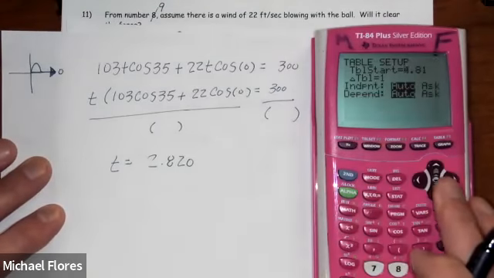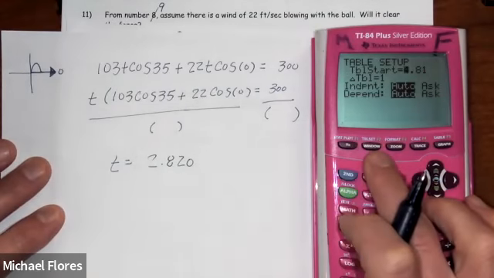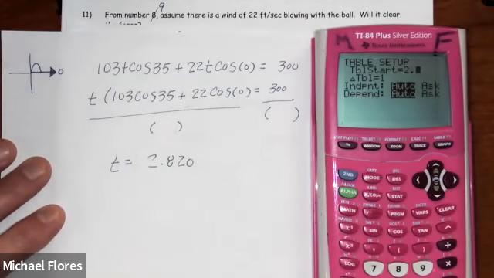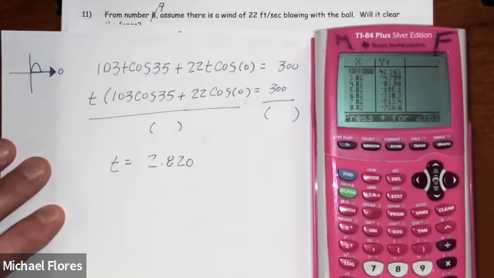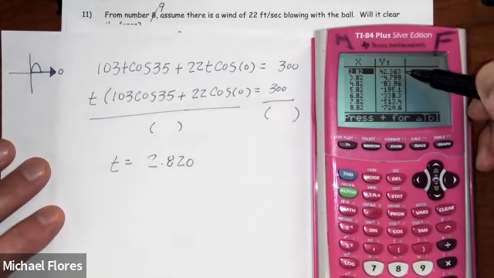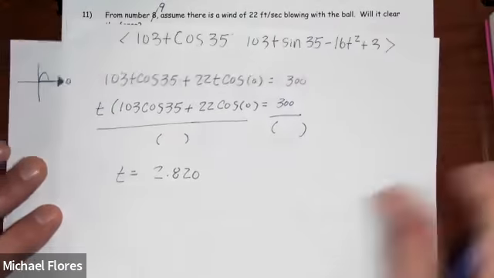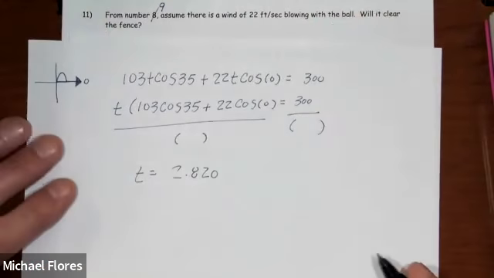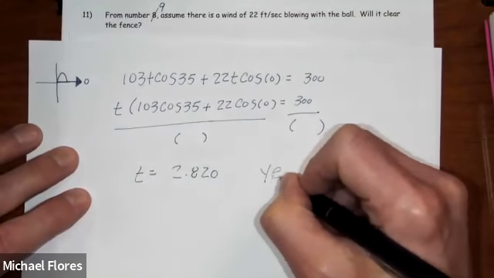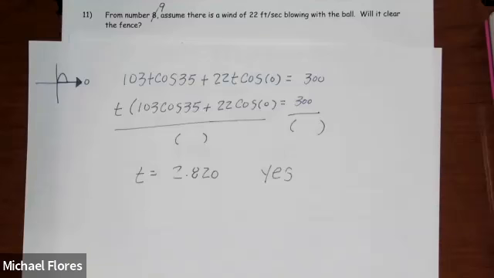Second table, or second window, 2.820, second graph. Looks like now that the wind is blowing with the ball, by the time the ball reaches the fence, which is 10 feet high, the ball will be 42.363 feet above the ground. So, will it clear the fence now? Yes.